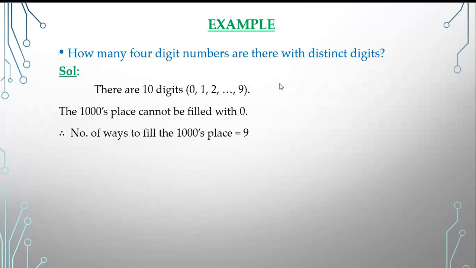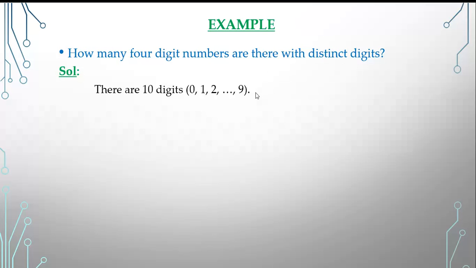So we have to arrange four distinct digits here, right? You can see that there are 10 digits. We have 0, 1, 2, up to 9. We have to make the four digit number, so four digit number is there, using 0, 1, 2, 3 up to 9.